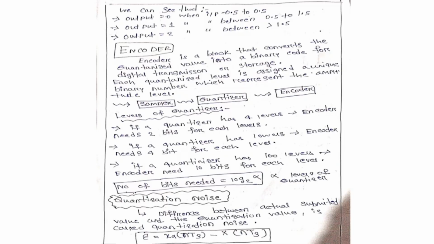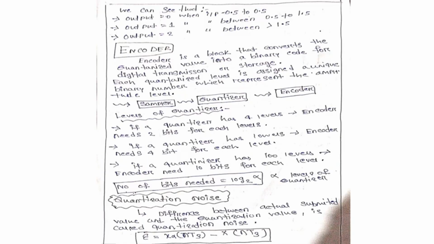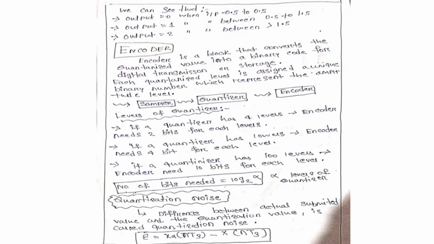Quantization noise. The difference between the actual sampled value and the transmitted value is the quantization noise. The maximum signal amplitude equals plus V and the minimum signal amplitude equals minus V, so the peak to peak amplitude is 2V. The maximum quantization error is plus or minus delta by 2 volts. Uniform distribution and quantization: for uniform quantization, the error is uniformly distributed in the range of minus delta by 2 to plus delta by 2.